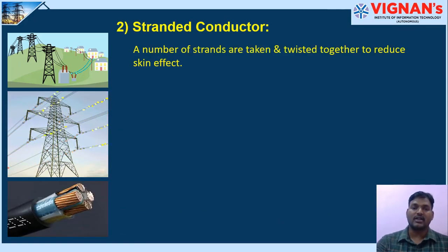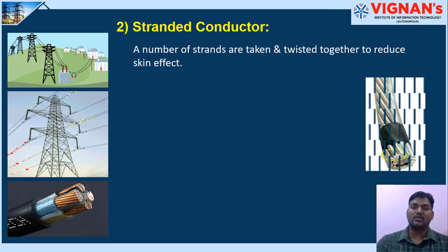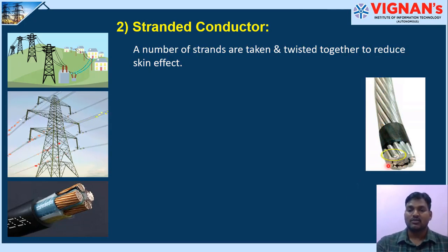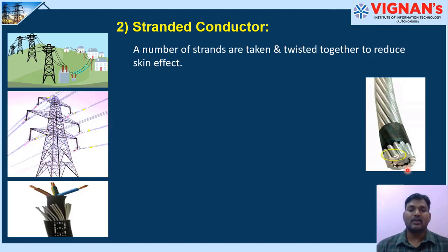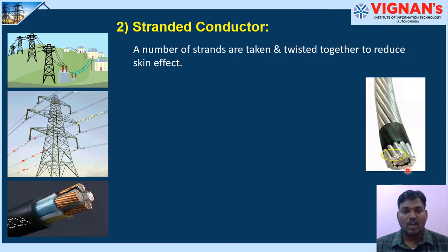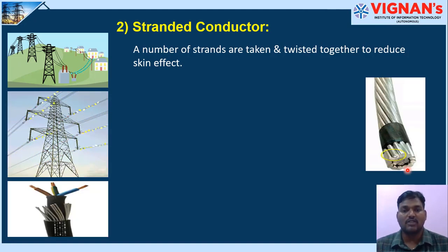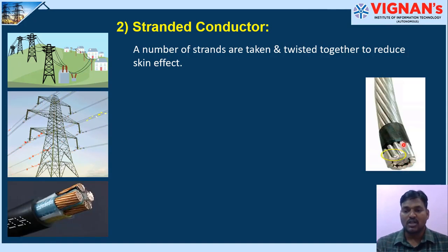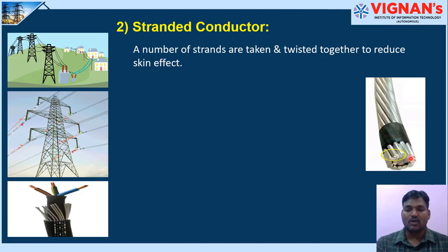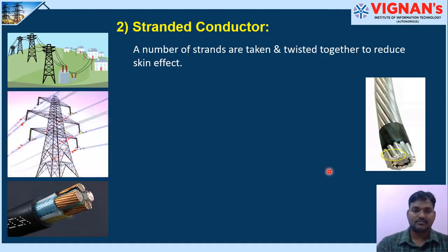Next we go for stranded conductors. A number of strands are taken and twisted together to reduce the skin effect. So skin effect is peculiar to AC circuits. Whenever alternating current is flowing through the conductor, most of the current will be flowing through the outer layers of the conductor, that is the skin of the conductor, rather than the inner layers which is called the core of the conductor. So here if you see, most of the current will be flowing through the outside strands, but in the core the current will be less. Such effect is skin effect. So skin effect can be reduced by using the stranded conductors.